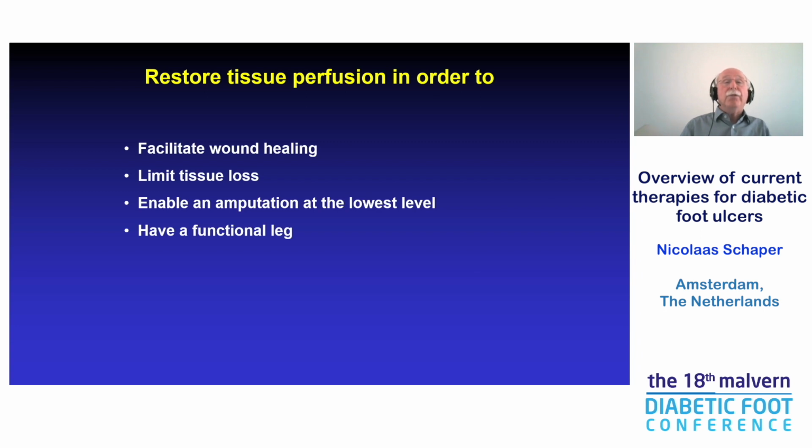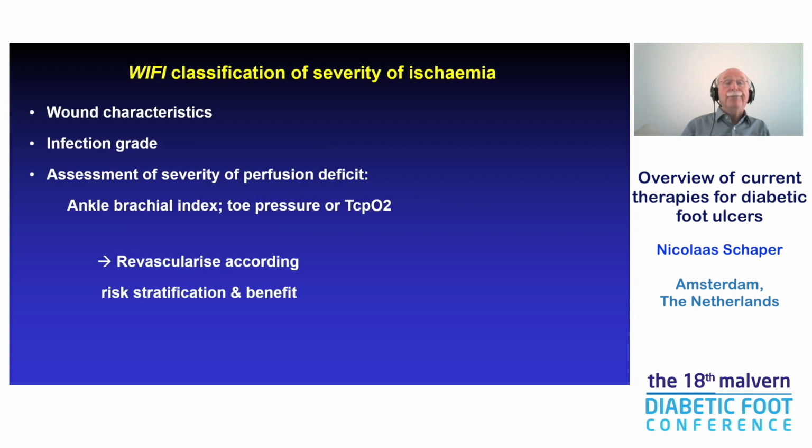Your aim to restore tissue perfusion should be to facilitate wound healing, to limit tissue loss, to enable amputation at the lowest level, but to have a functional leg. You could use for that the WIfI classification. The WIfI classification is a nice system that at least combines certain dimensions of the ulcer and the foot and helps you to make that choice. Is there an indication, and what are the risks for amputation?